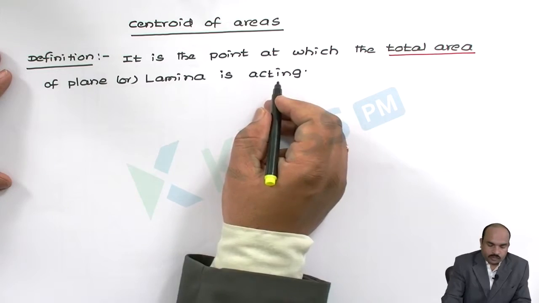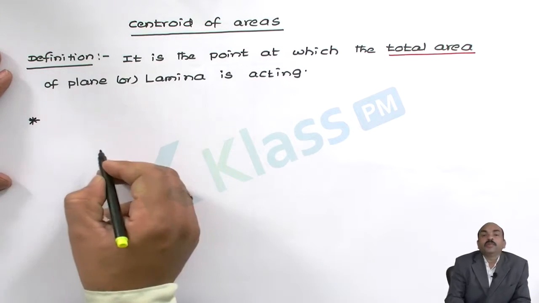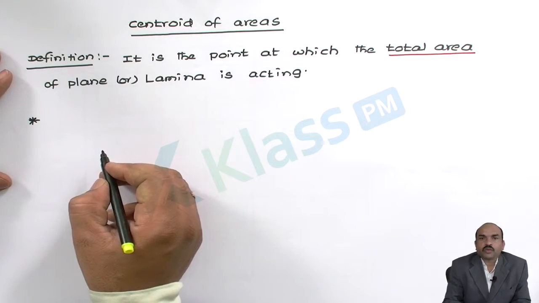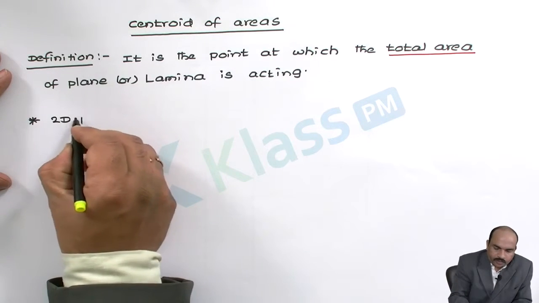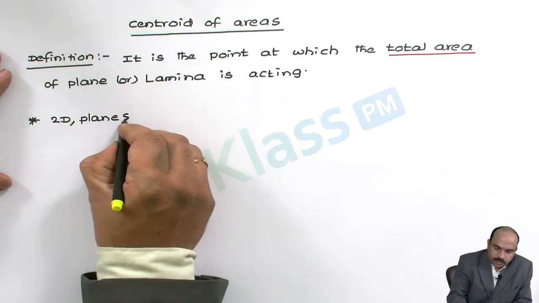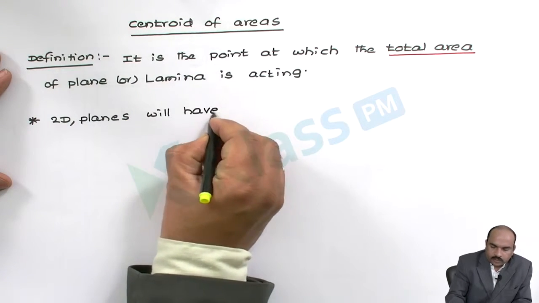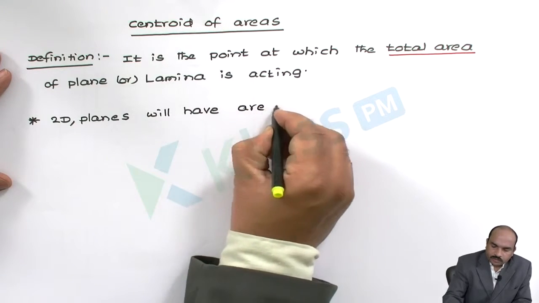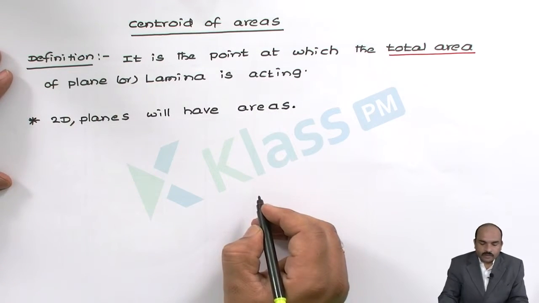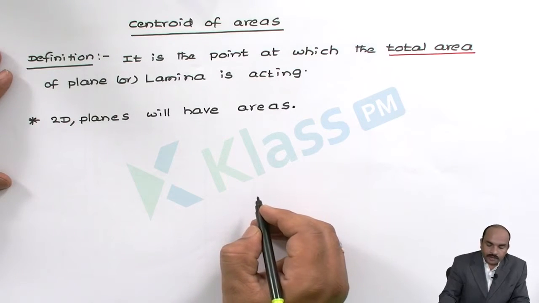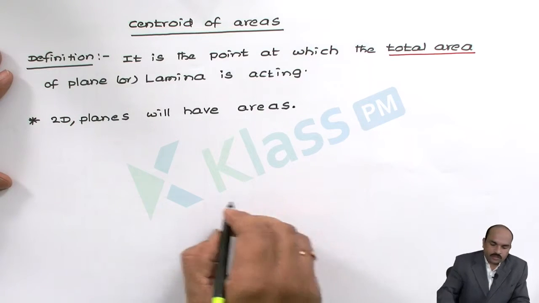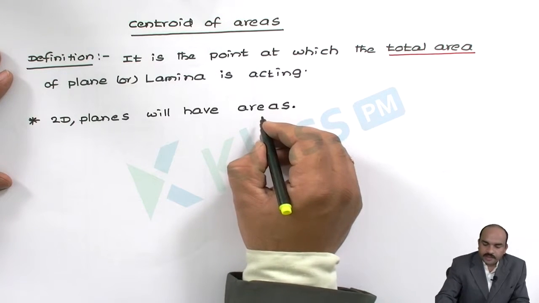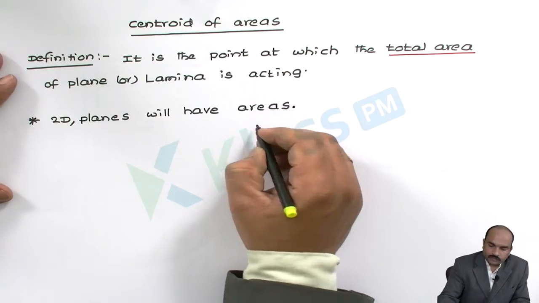So now we know planes will have area. Two-dimensional planes will have areas. And one thing we have to remember, the planes will have only area and they will not have any volume, mass or weight. Simply they will have only areas because they are two-dimensional.